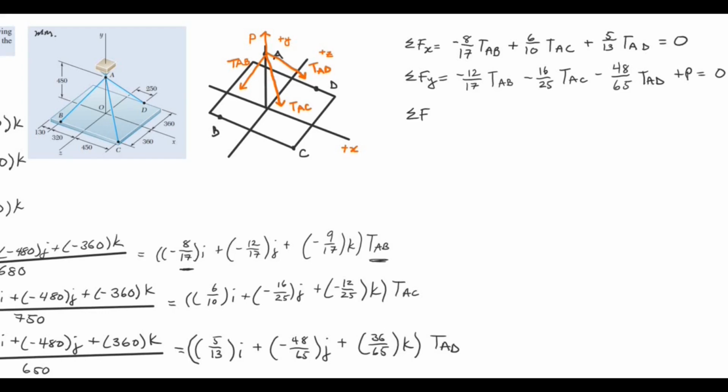Lastly, the sum of the forces in the z direction is equal to the summation of the k components. So the sum of the forces in the z direction would be equal to minus 9 out of 17 times tension AB, minus 12 out of 25 times tension AC, plus 36 out of 65 times tension AD, which is equal to 0.